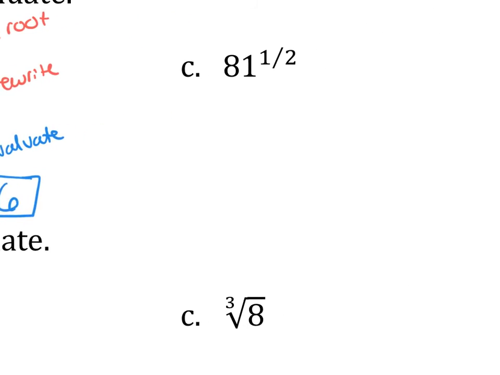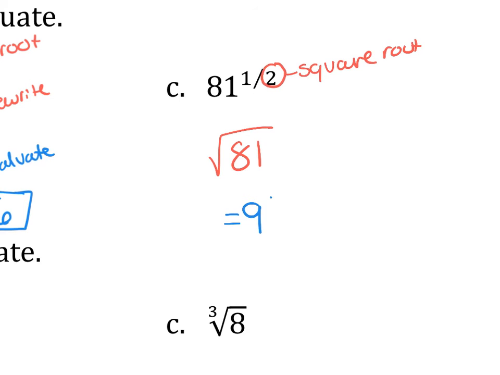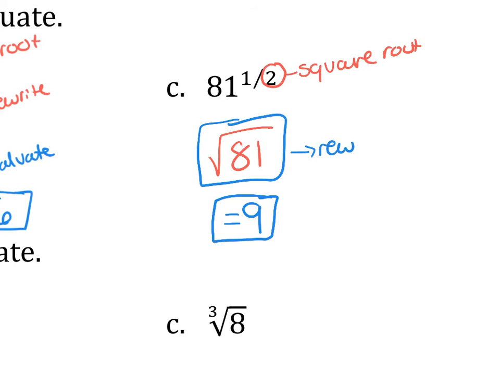Okay. Then our last one, letter C. Is this a cubed root or a square root? Square root, because it's a 2 in the denominator. So to rewrite it, we would have the square root of 81. And then to evaluate, again, you can either type in the square root symbol and then 81 in your calculator, or do 81 caret 1 divided by 2. And you should get 9. So again, rewriting it is just when you rewrite it with the root symbol, and then evaluating is when you plug it into the calculator.